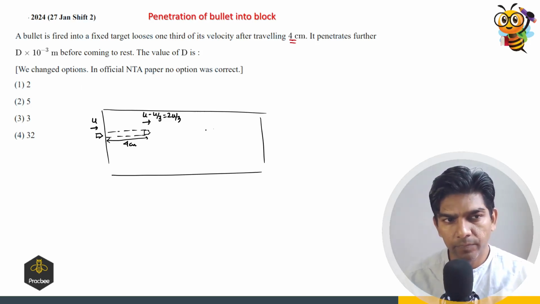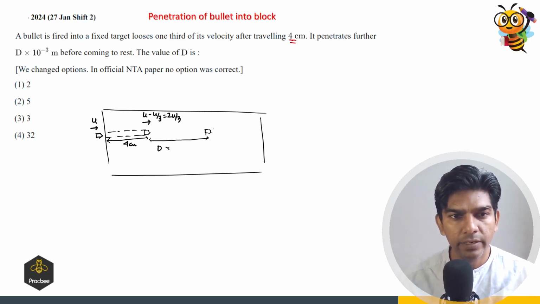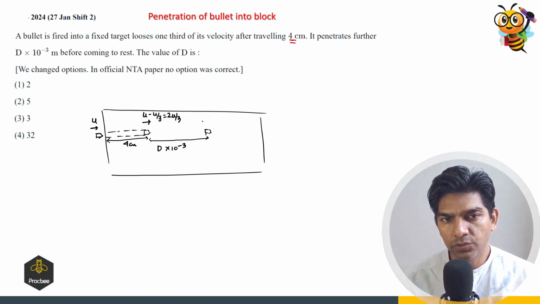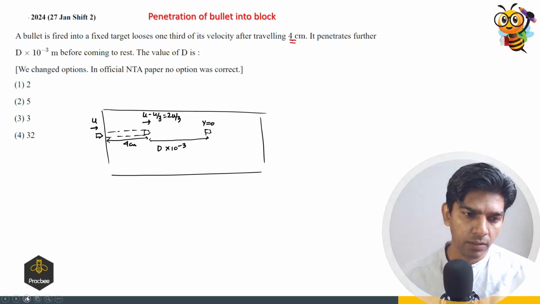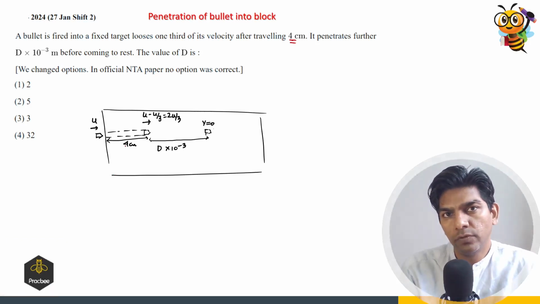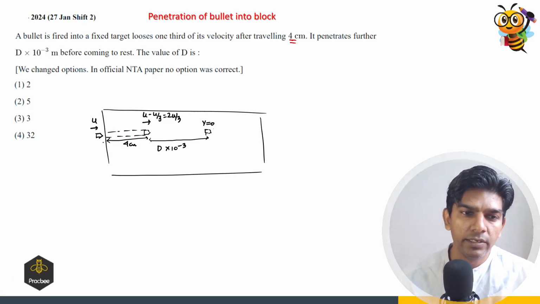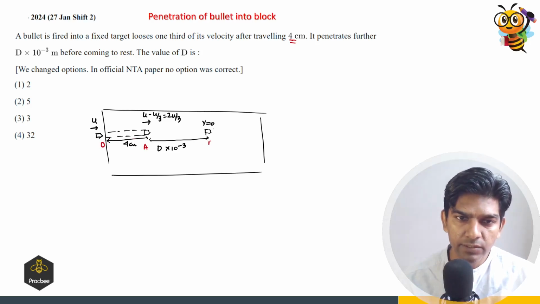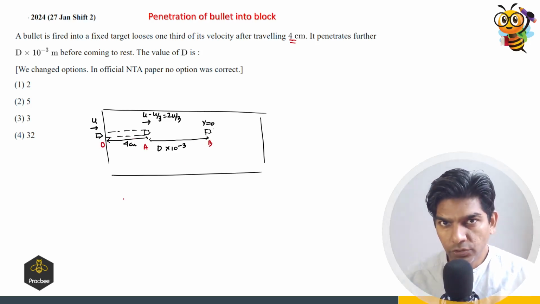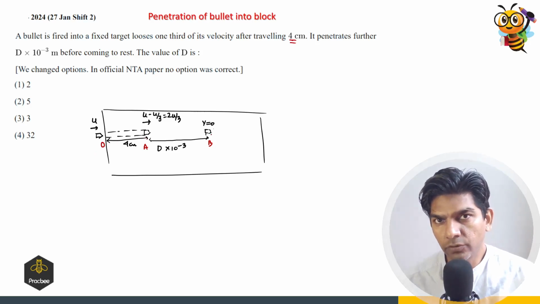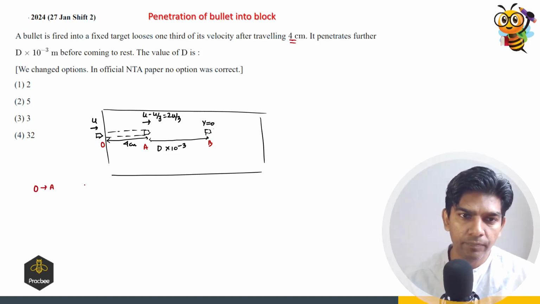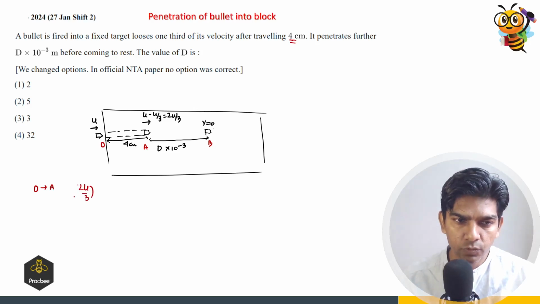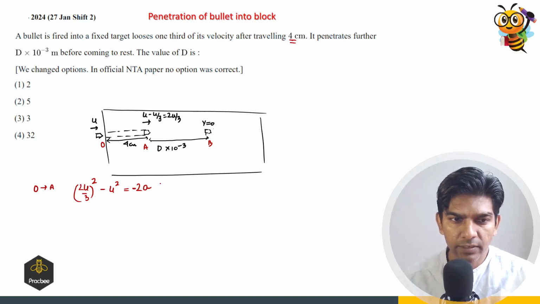Let us say the bullet has traveled an additional distance of d into 10 raised to power minus 3 meters and then it comes to rest. So final velocity is 0. And in such questions we should always assume uniform retardation. So let us take the initial instant as O, this is A and this is B. Now I'm going to apply the third equation of motion between O to A and then from A to B. So from O to A, I can say (2u by 3) square minus u square is equal to 2a with a negative sign times s, and s in this case will be 4 centimeter.